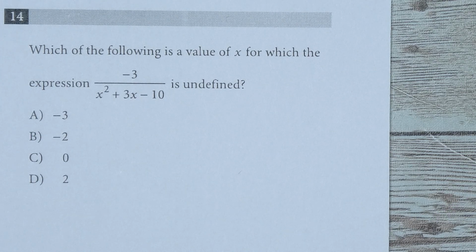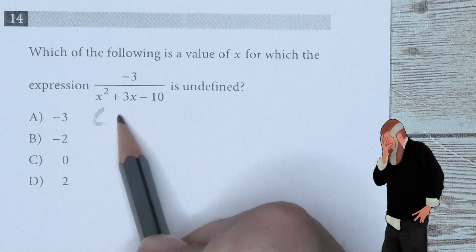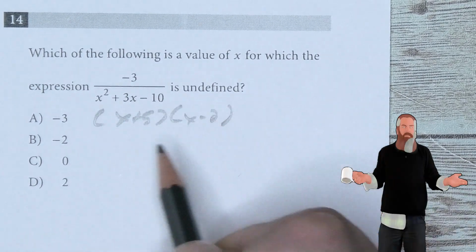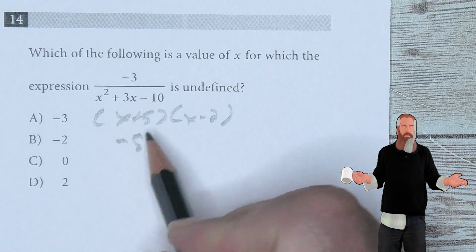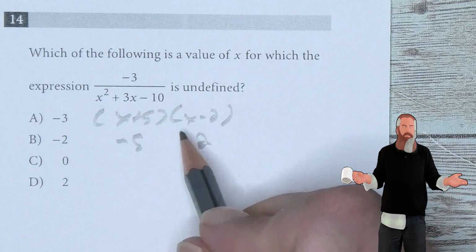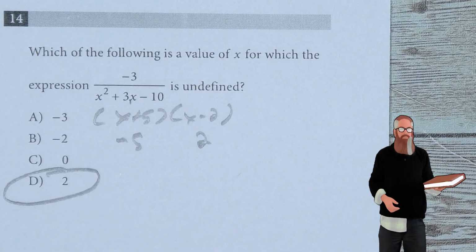Which of the following is the value of x for which the expression negative 3 over x squared plus 3x minus 10 is undefined? So let's factor this bottom, and what we're going to wind up with is x plus 5 times x minus 2. So we wind up with negative 5 here and 2 here. We cannot have these answers because it would give us a 0 in the denominator, so D is the answer.